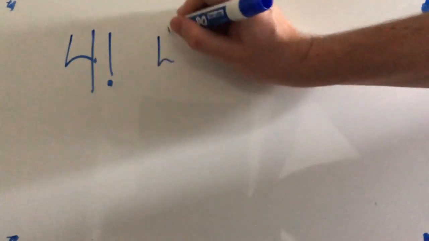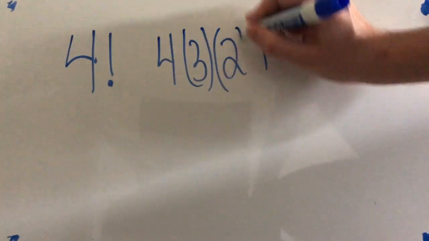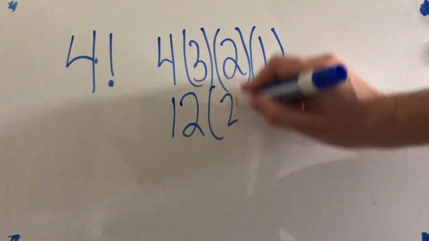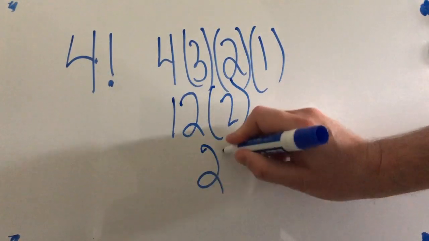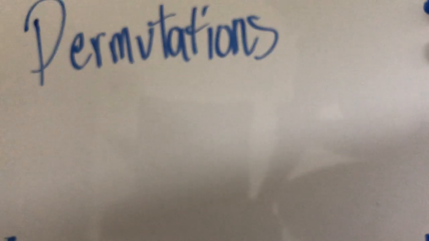Okay, the factorial of 4. So we're going to do 4, 3, 2, 1. Multiply these. 12. 12 times 2 is 24. Times 1 is 24. Okay, now there's 2 more in the notes that I'd like you to kind of think through and look at. I'm going to stop there for the examples though. Hopefully that explains it well. Now we're going to go to permutations.